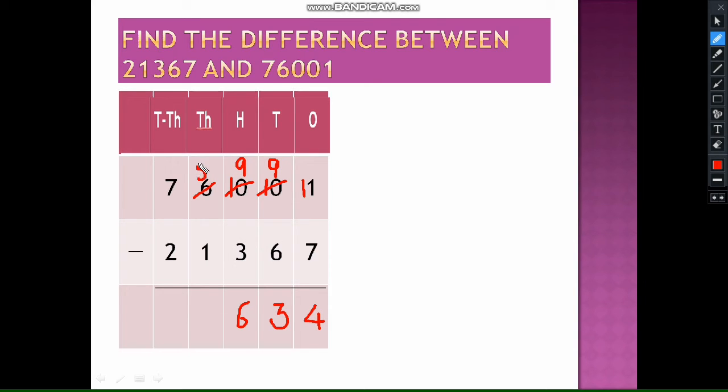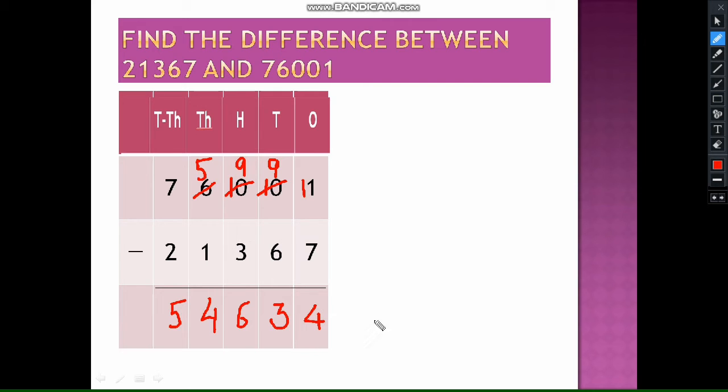Children, you have to be very careful once you are borrowing, that you have to remember to reduce its value. If you forget this, then you will make a mistake. So now over here we have 5,000s and we have to take away 1,000s from it. So we will get here 4, and from the 7,000s we will be taking away 2 10,000s. So we will be getting 5.